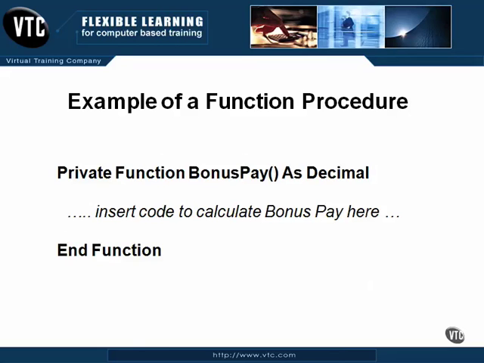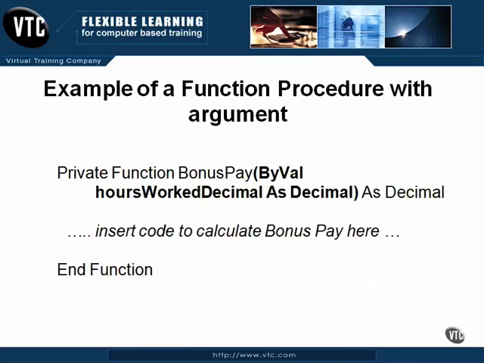Typing a block of code using the function and end function statements creates a function procedure. Since the procedure returns a value, you must specify the data type, which in this case would be decimal. But keep in mind that data type could be any legitimate data type. You should also note that, similar to general procedures, functions can be declared as public or friend in addition to private. You'll note in the example that there is an argument being passed, in this case hours worked decimal.